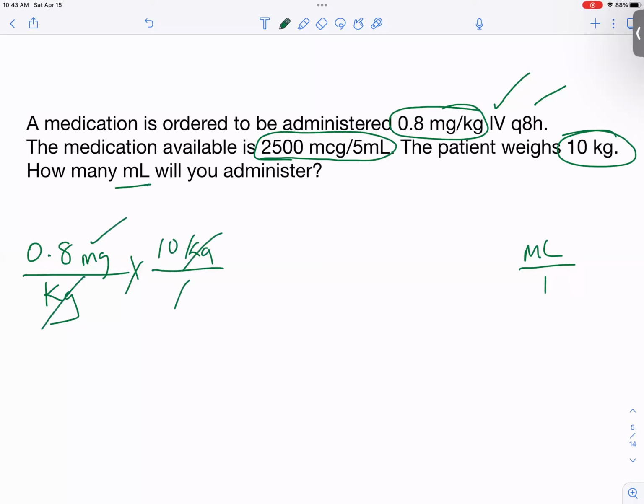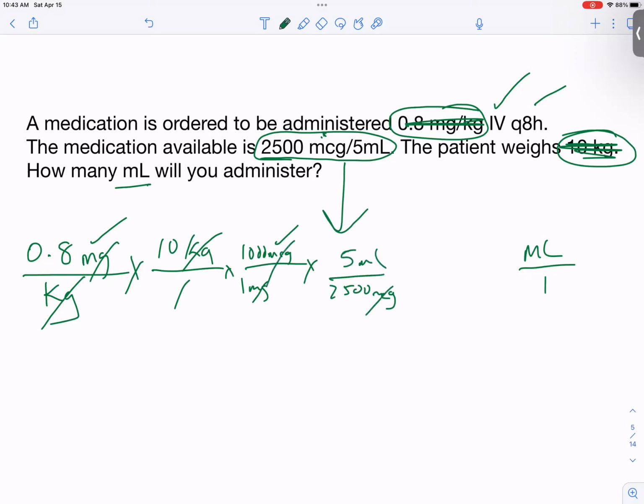How do I get rid of milligrams and get to milliliters? Well, the only thing I can use in my problem is the concentration, but it's in micrograms. So 1 milligram is 1,000 micrograms. And I can get rid of micrograms by using what's in my problem. 2,500 micrograms in 5 mLs gets rid of my micrograms. So now I'm left with milliliters and nothing else. So now I can just do my math. I can cross off a couple zeros to make it less gross. And when I do that, I get 400 over 25. And dividing 400 by 25 gives me 16 milliliters.